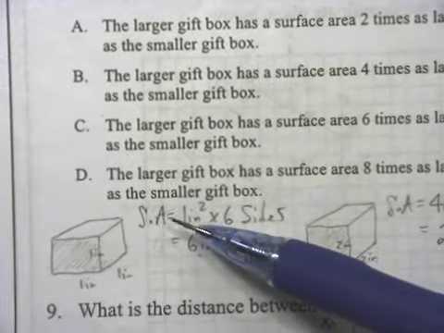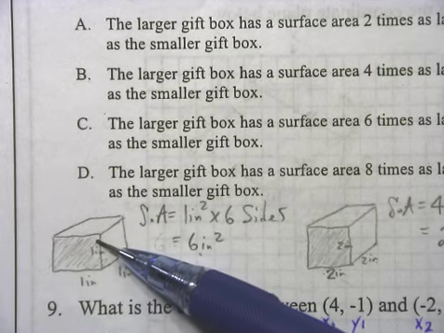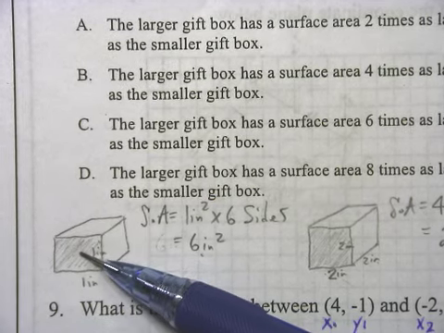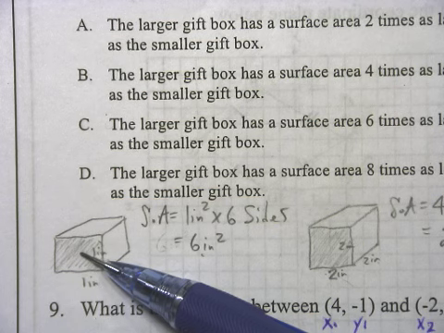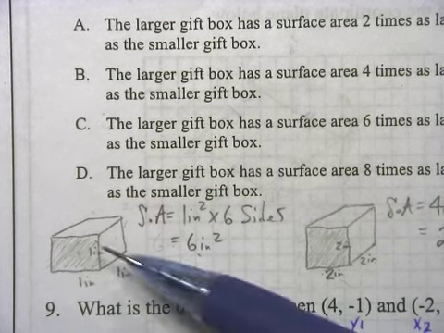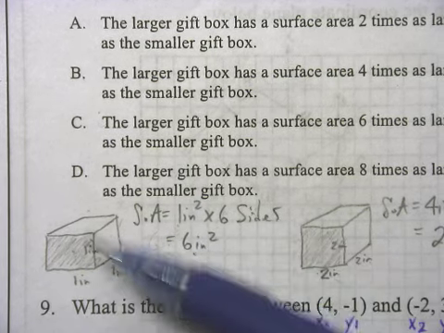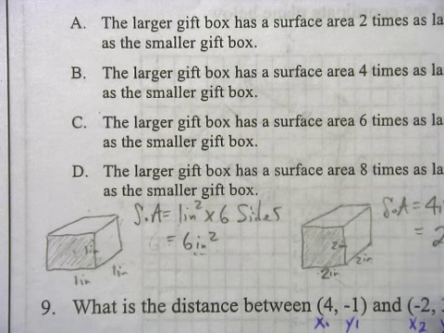Then what I did here was I calculated the surface area of all of the sides. So this box here, 1 times 1, the area of this face is going to be 1 inch squared. But a cube has 1, 2, 3, 4, 5, and 6 sides. So 1 inch squared times 6 sides means that the surface area of this entire cube is 6 inches squared.